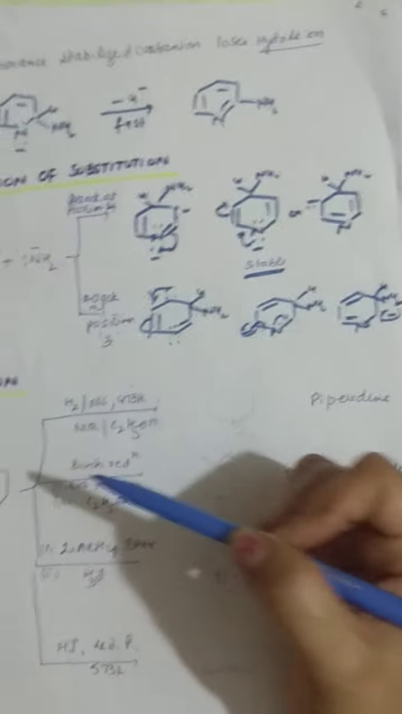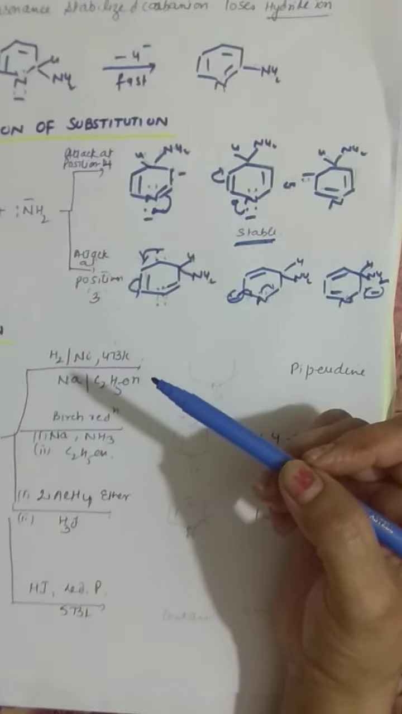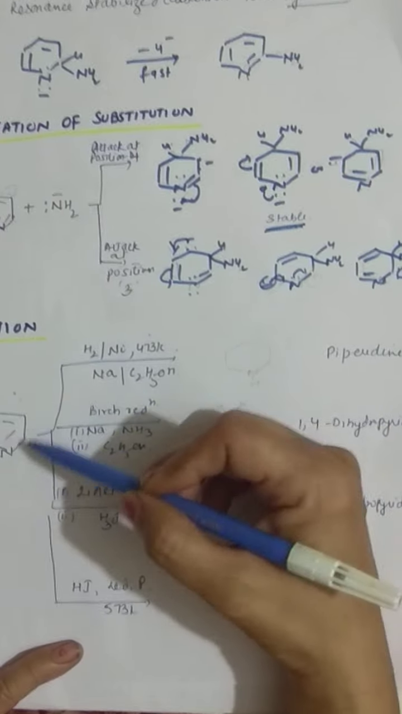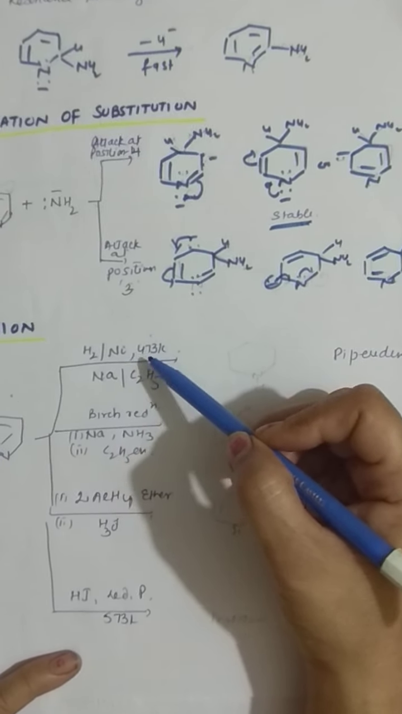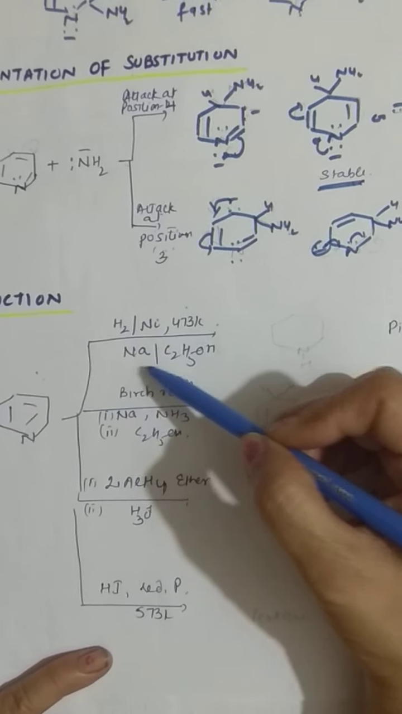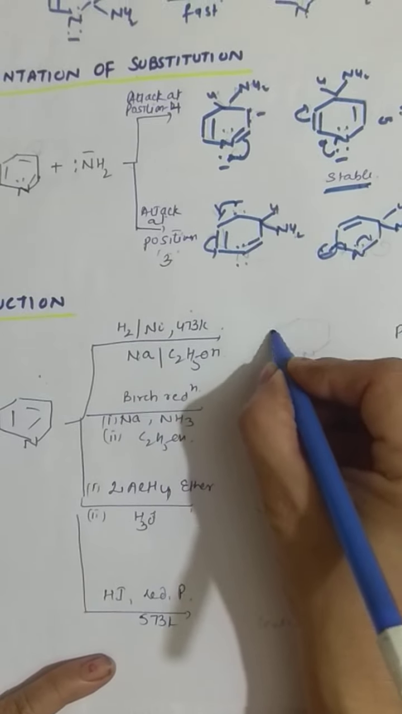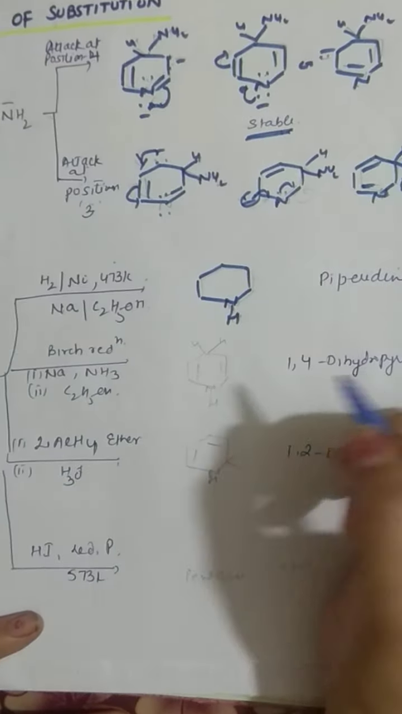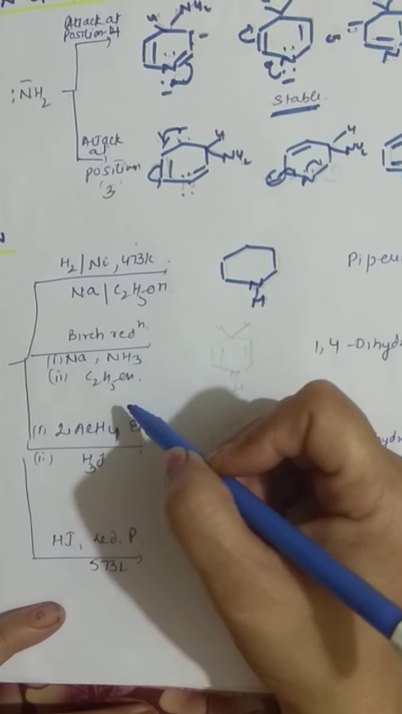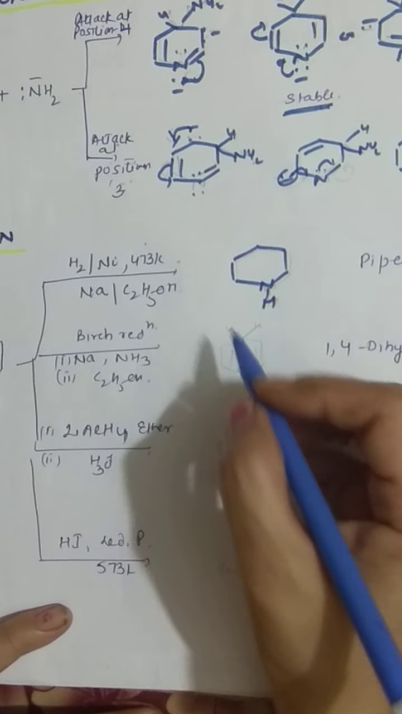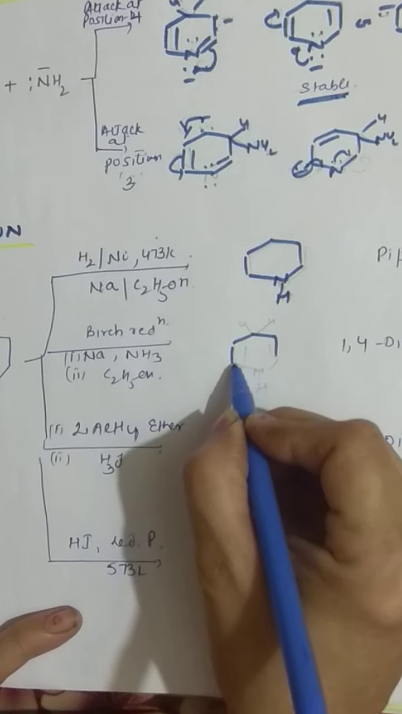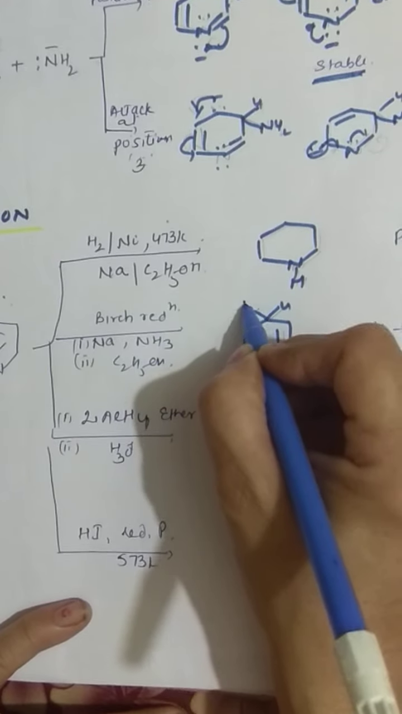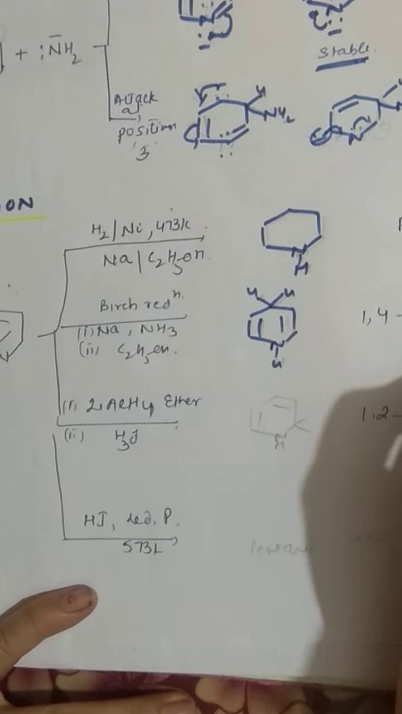So let's explain the reduction. So reduction depends upon the reagent we are using. In the case of hydrogen and nickel at 473, or sodium and ethanol, we get piperidine. When we do the Birch reduction, that is sodium in the presence of ammonia and ethanol, we get 1,4-dihydropyridine.